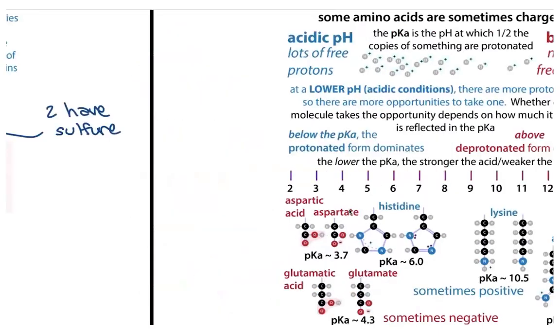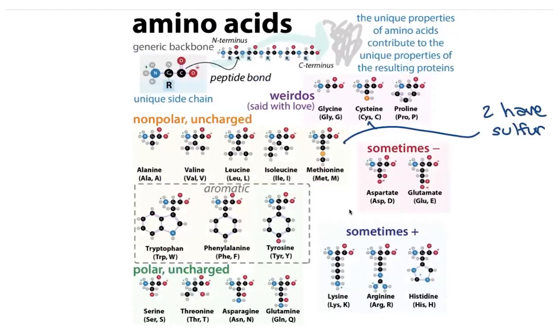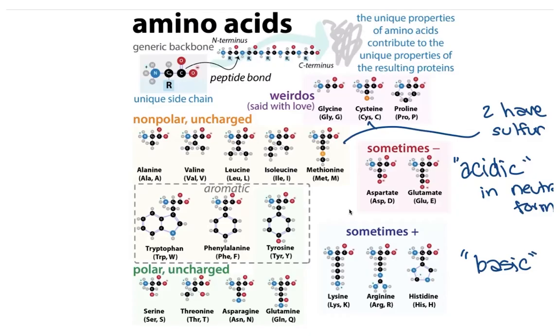Okay, now let's talk about the charged ones. So we have the ones that are most of the time negatively charged. These are going to be what we call our acidic amino acids. And we have the ones that are some of the time at least positively charged, and these are going to be our basic amino acids. And it's kind of confusing to think about in this term, because what we're saying is this is going to be in neutral form when these are acidic, and then same with the basic, it's going to be basic in its neutral form. When it's in its ionized form, it's already acted as an acid, or it's already acted as a base.